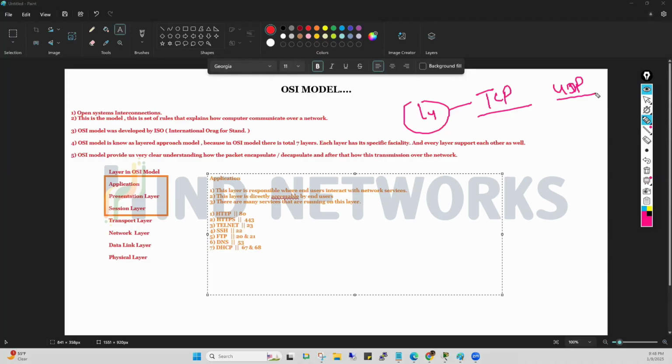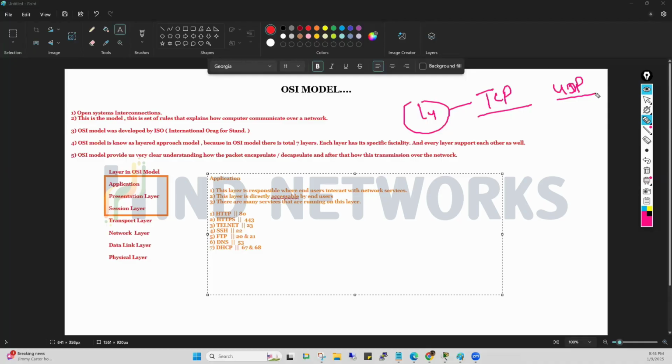So when the packet of these applications reaches layer number 4, definitely that application will use one protocol at layer number 4, either TCP or UDP. Getting my point? What is TCP? What is UDP? What is the content in TCP and in UDP? We will discuss these things at layer number 4. But right now, you just need to understand what services we generally use at the application layer. I already told you 7 services here.